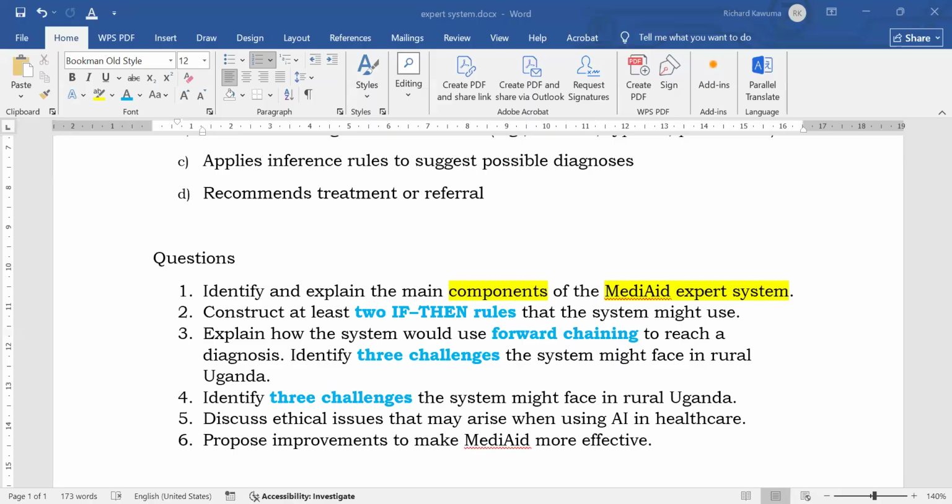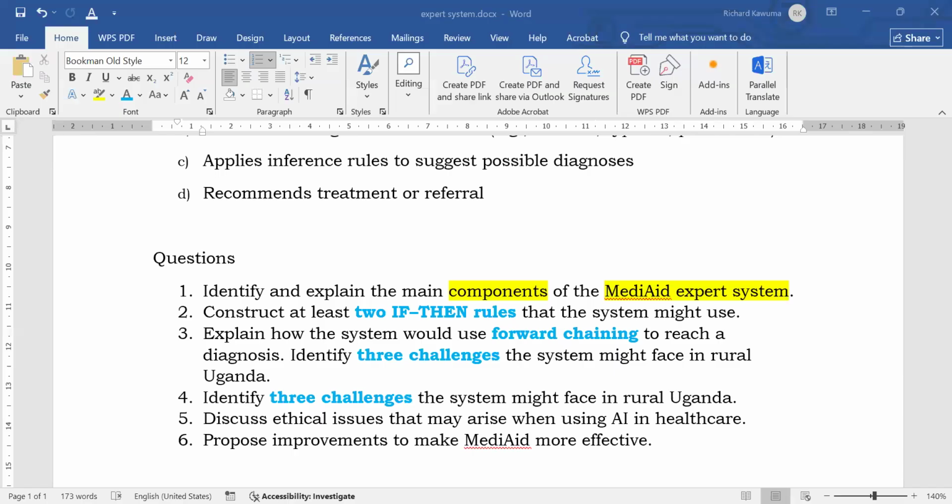I'd say for the knowledge base, this is the part that contains the facts and the rules about the disease. The knowledge base is the part that contains the rules about the disease. Is that all? What else can you say about the knowledge base? Yes, sir. Okay, then the second person was saying what?